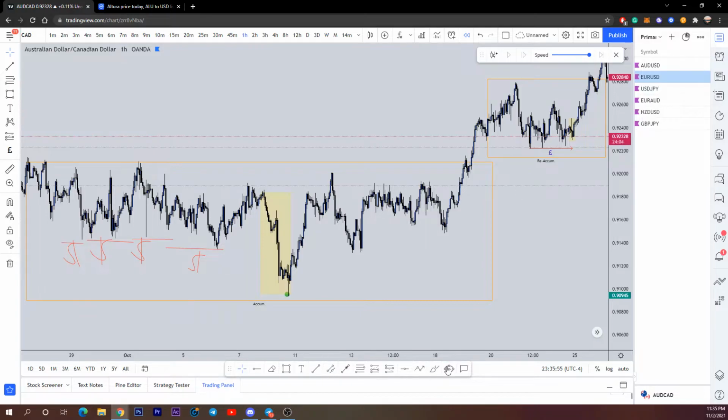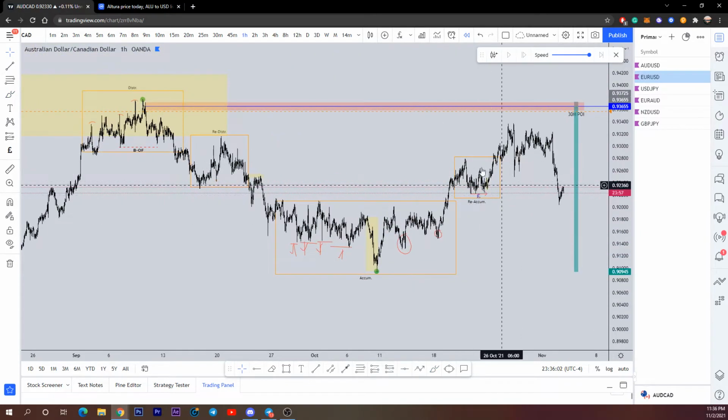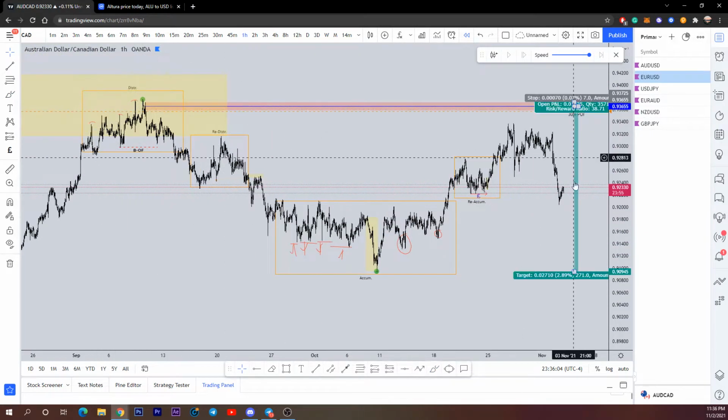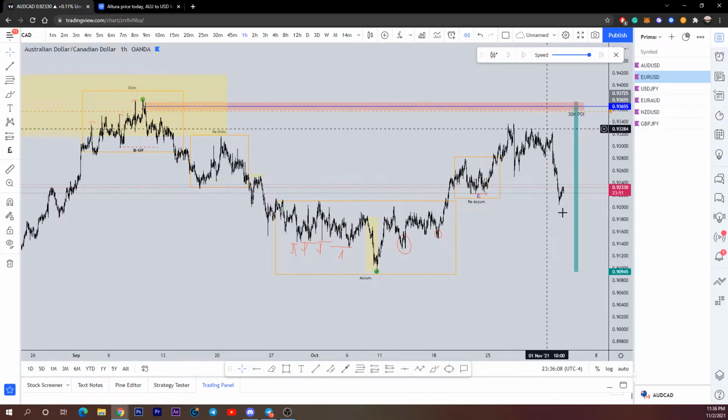Where do you get your mitigation? You get your mitigation right here. You get another mitigation right here. When the market takes off, you have a reaccumulation to get up to here. Once we get up to here and we do what we need to do, we test what we need to test, the market's gonna fall down.